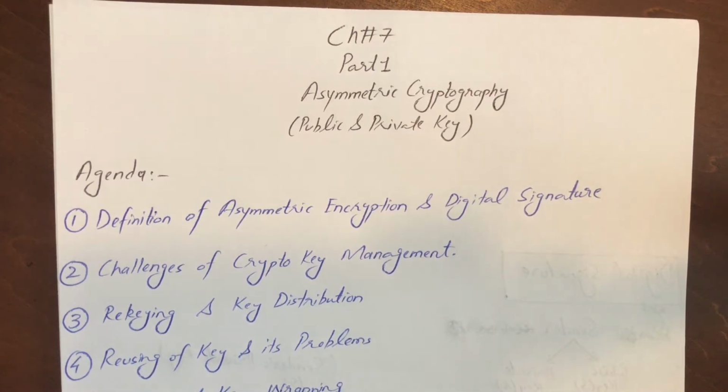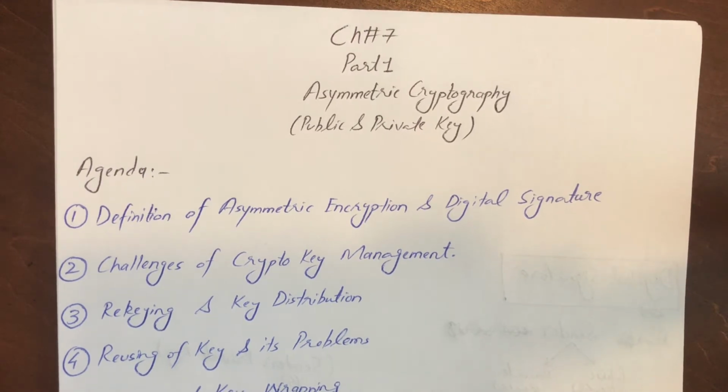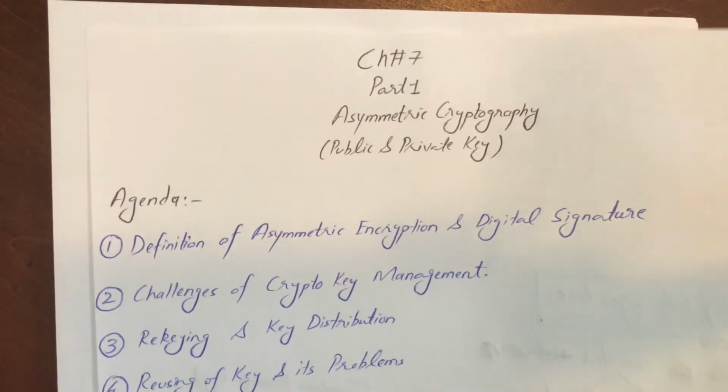Okay, so today we will discuss chapter 7. This is part 1 of chapter 7, asymmetric cryptography. It's the continuation of chapter 6, where we discussed symmetric cryptography. So we have five main things to discuss today.